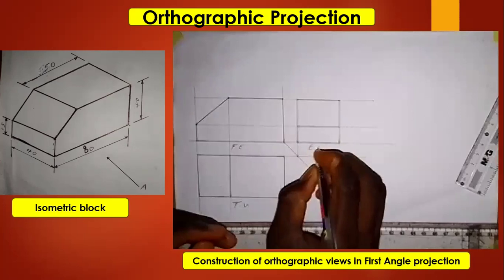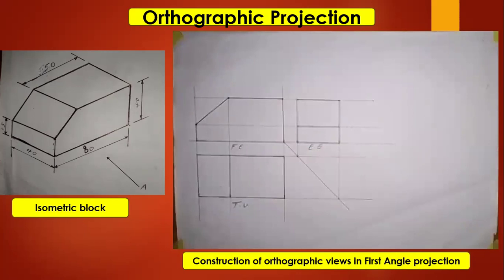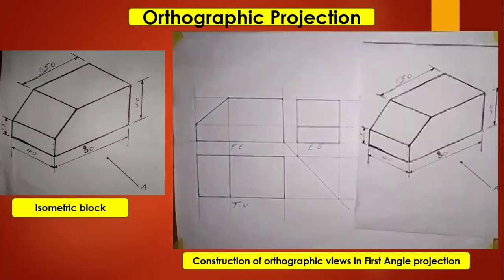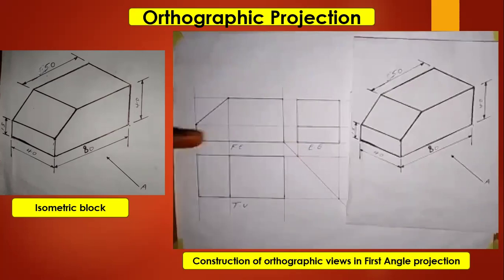So, end elevation. So these are the orthographic views of this object, first and third angle projections. As simple as I've done it here, try it and get it done. Thank you.